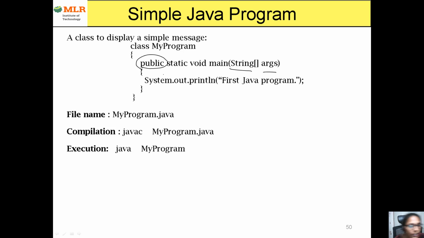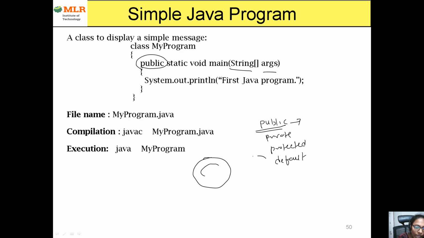Public. I think in previous videos we have briefly discussed these specifiers. We have four access specifiers in Java: public, private, protected and default. Public means anyone can access, that means within your package anyone can access, and outside of the package also anyone can access if you declare your data or method as public.